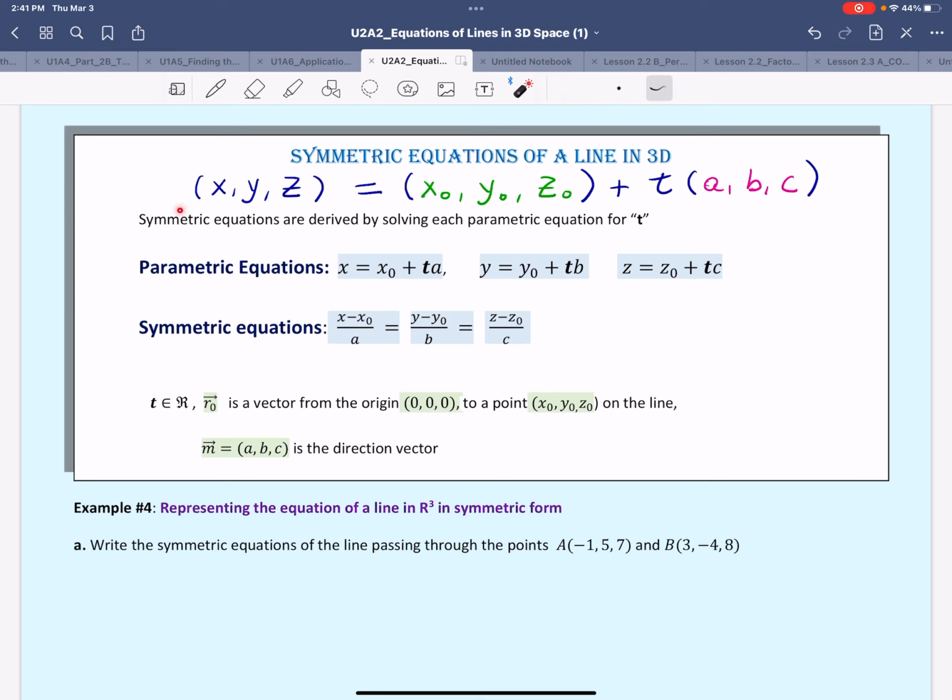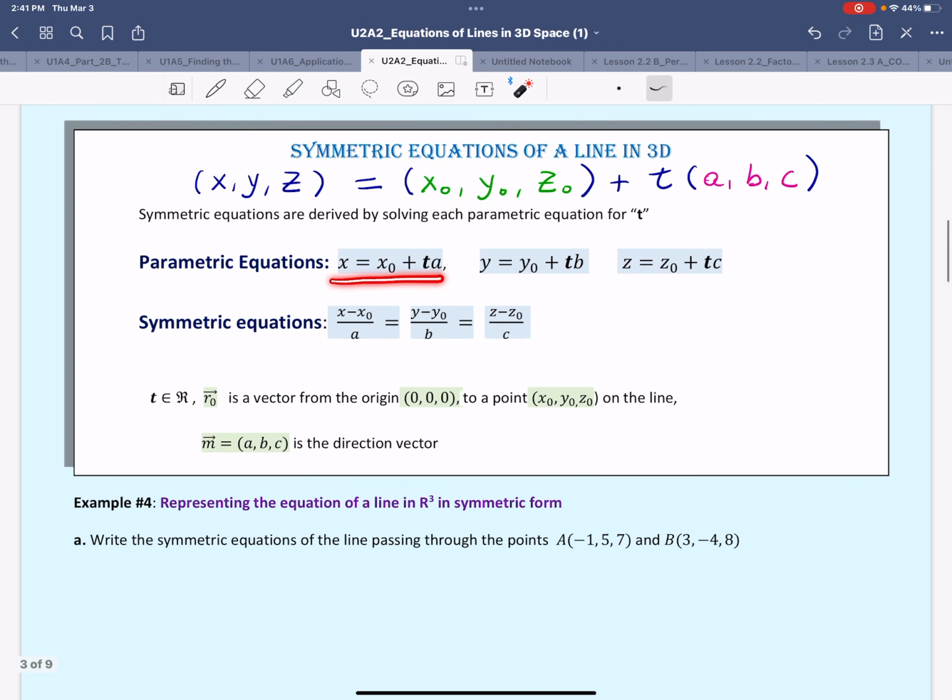Based on the vector equation, we created parametric equations, which are nothing but special equations for each coordinate. So we said x equals x0 plus ta. That's a parametric equation for x. And in the same way, y equals y0 plus tb. And then z equals z0 plus tc. So that's the parametric equation for z.